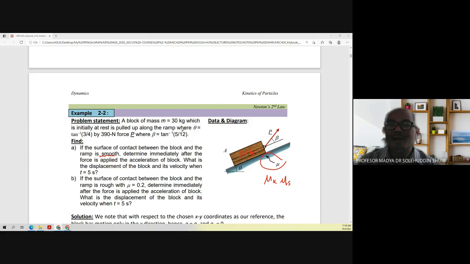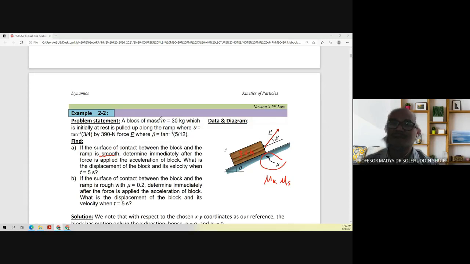Okay, welcome back. Today we are in the second half of our class. We are going to cover kinetics of particles. If you still remember, to recap the equation you have learned in Newton's second law, force equals mass times acceleration. And if you have many forces, the summation of force equals mass times acceleration.